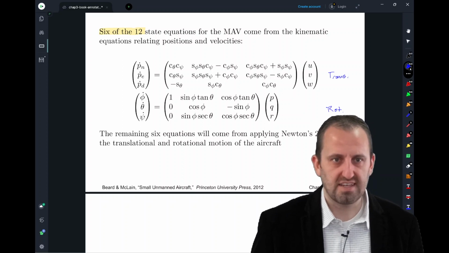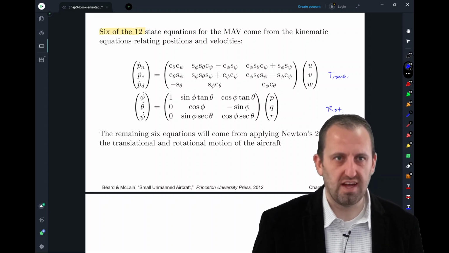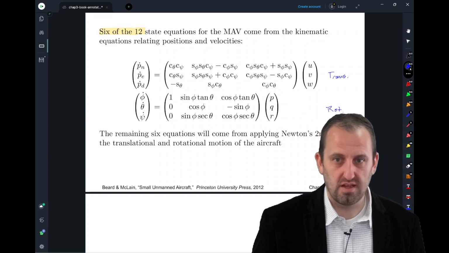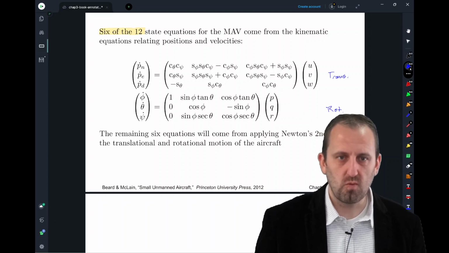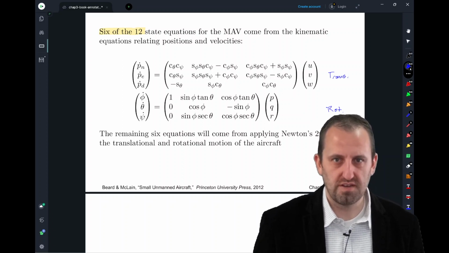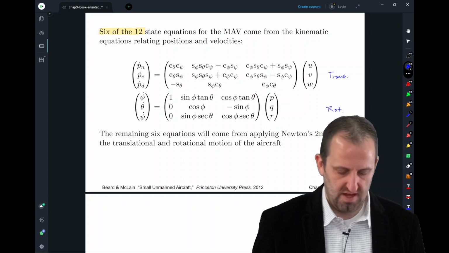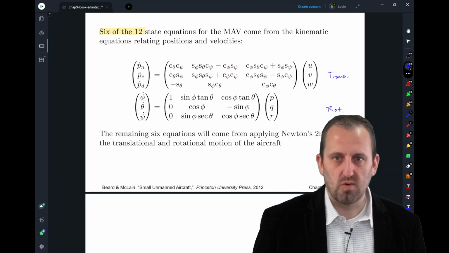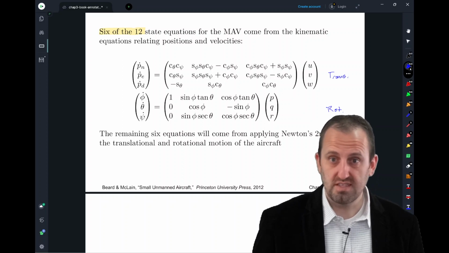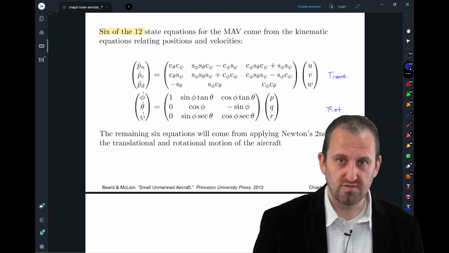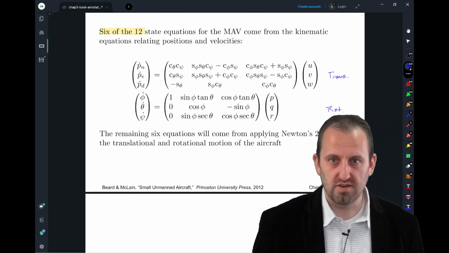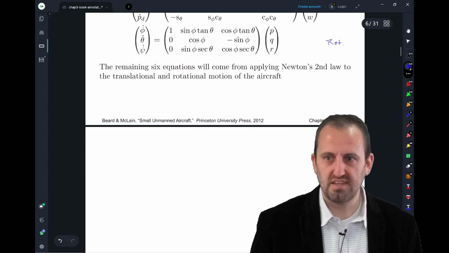So now, to get the final 12 state equations, or the equations of motion, we need to find out what the derivatives of u, v, and w are, as well as the derivatives of p, q, and r. We'll define those in terms of our forces and our moments: forces for translational and moments for rotational. So let's go ahead and jump in.